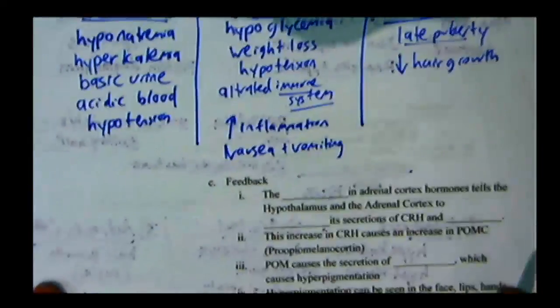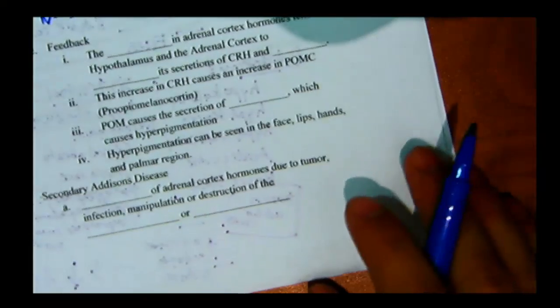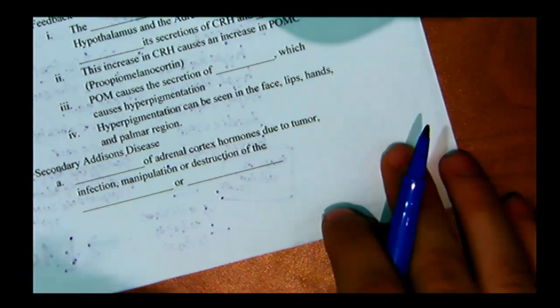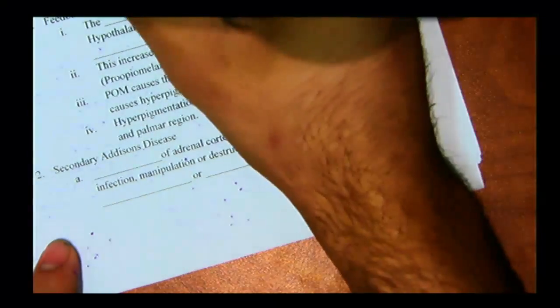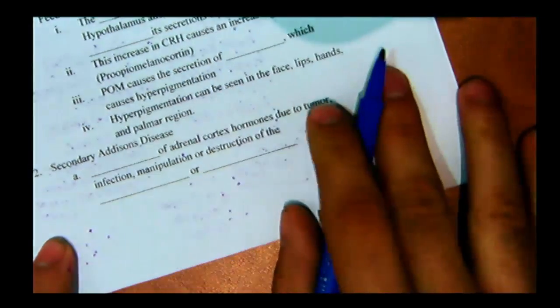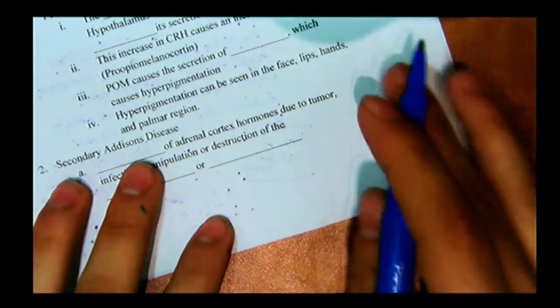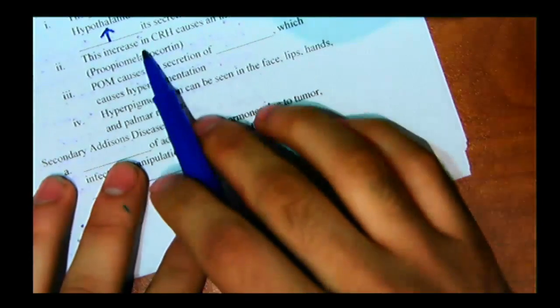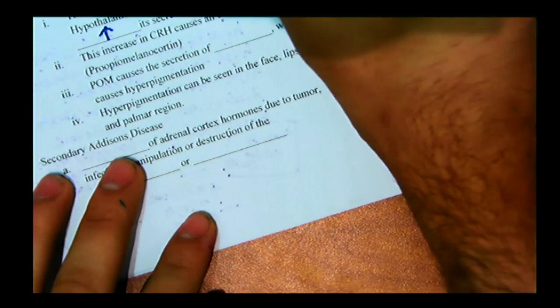Okay, so now we have feedback for Addison's. Feedback for Addison's is the most important feedback that you need to know for this test. Okay, so the increase or decrease in adrenal cortex hormones. Decrease tells the hypothalamus and adrenal cortex to do what to its secretions? Increase. Remember, primary is opposite. So it increases secretions of CRH and ACTH.